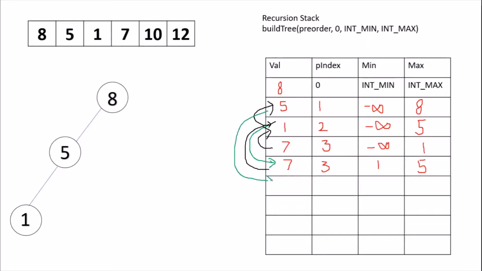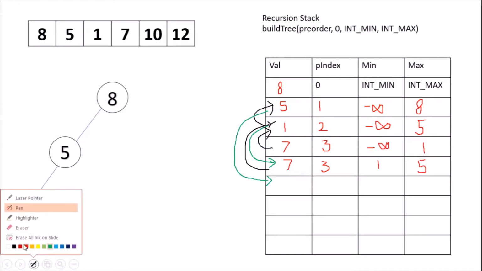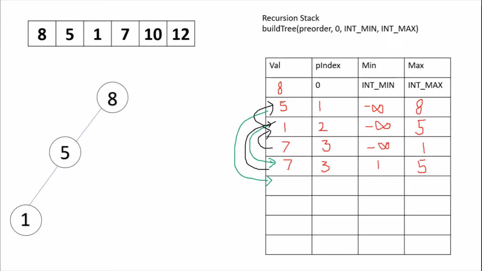So here, it's the 5's right subtree call, and the value of p index will still be 3. Since it's the right subtree call, the minimum value will be 5 and the max value will be 8. Since 8 is the max at this level of recursion, it will pass to the next call. The value is 7. We check 7 is in this range. Yes, it is in this range, so we append 7 as the right child of 5.